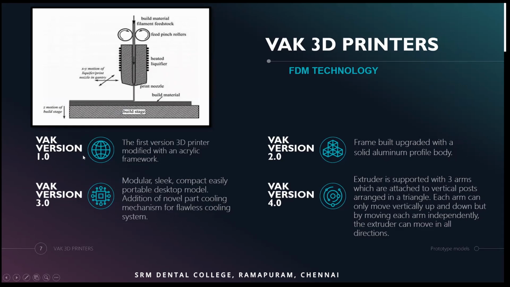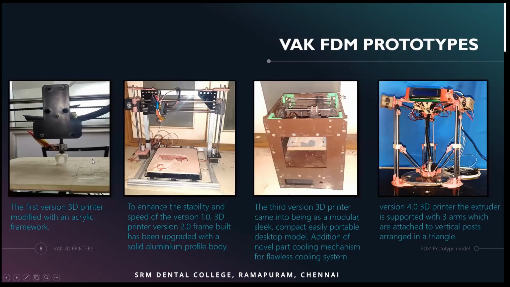So we have designed these 3D printers, and with this FDM technology we have done 4 versions. The first version is modified with an acrylic framework. Here you can see the extruders, and this is the tooth which we are trying to build. It's just a dummy model, followed by which we enhanced it with the help of a solid aluminum profile body, which is version 2.